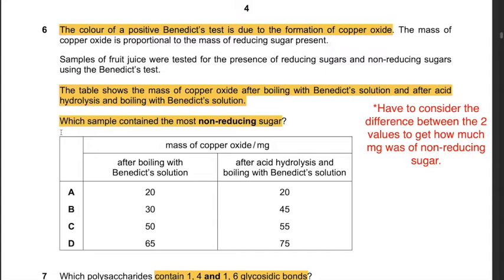Now the test for reducing sugars is generally done by carrying out the normal Benedict's test. Whereas for non-reducing sugar, you first have to hydrolyze it using acid and then neutralize and then carry out the Benedict's test. Now they are asking which solution contained the most non-reducing sugar. They have given the table and they have given after boiling with Benedict's solution and after carrying out the non-reducing sugar test. In this question we have to consider the difference between the two values to get how many milligrams of non-reducing sugar there were. The largest difference will give you the most non-reducing sugar. Hence the answer is B, since B has the largest difference between the two values.